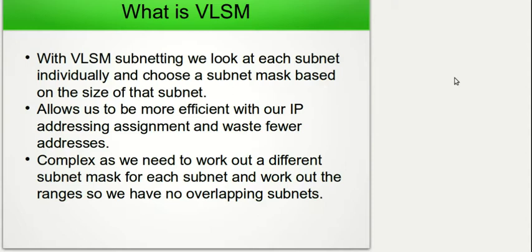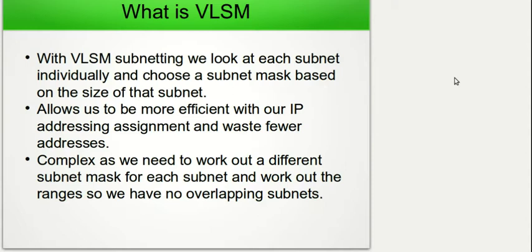With variable length subnet masking, because we're using different subnets within an enterprise network, we have to do the math for each subnet individually. So we need to calculate how many hosts we're going to need, and we're going to need to calculate the increment for each segment.